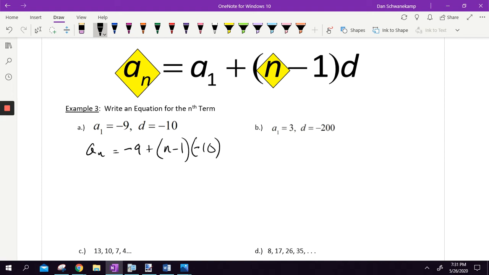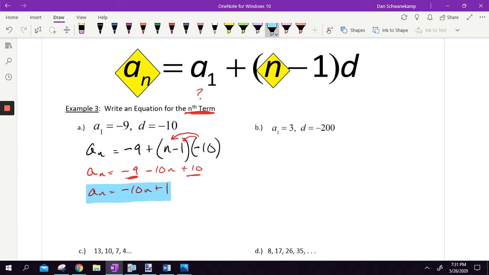Okay, so I'm going to put that in parentheses so it doesn't look like it's minus. That's my formula. I'm going to simplify that a little bit, but if I'm finding the nth term, it means a mystery number, which basically just means I'm going to leave n in the problem. I'm not going to solve for n. I'm just going to leave it in. I'm going to distribute this negative 10. So it's going to be negative 10n plus 10. And then I'm going to combine these two together. So a sub n equals negative 10n plus 1. This is my nth term equation.